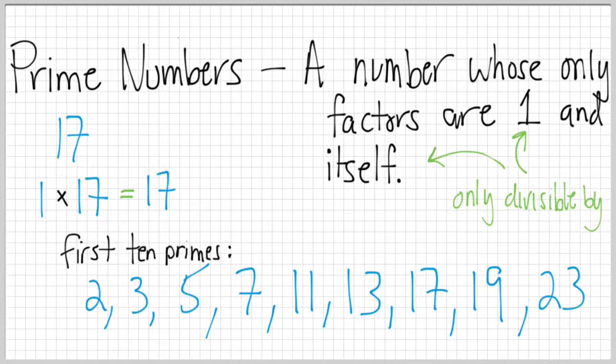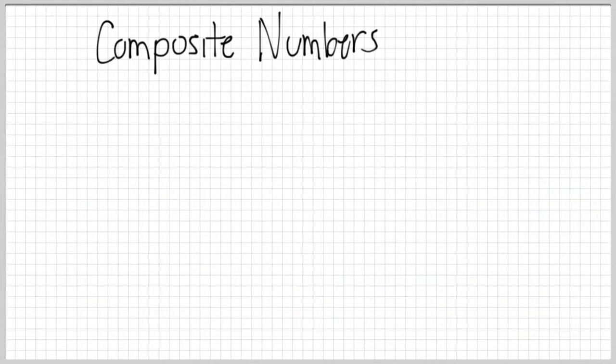Those are just good numbers to be familiar with. If you're ever asked to find factors of them, then you know right away that these numbers only have factors of themselves and 1. 1 doesn't count. It's not a prime number, and 2 is the only even prime number because every other even number has 2 as a factor. Okay, composite numbers are another kind of number that relate to factors and multiples.